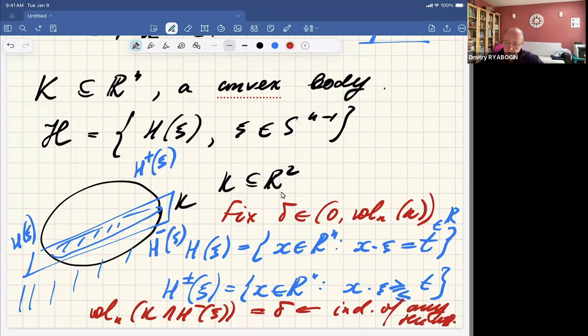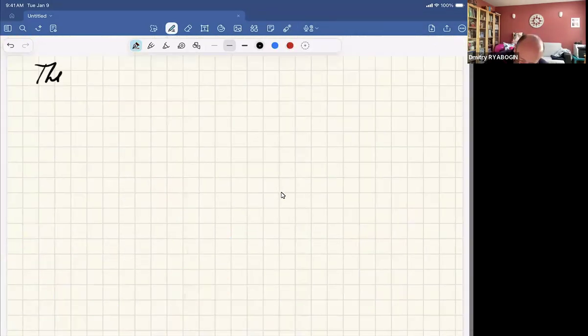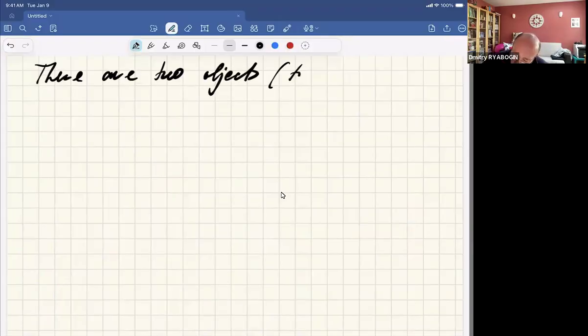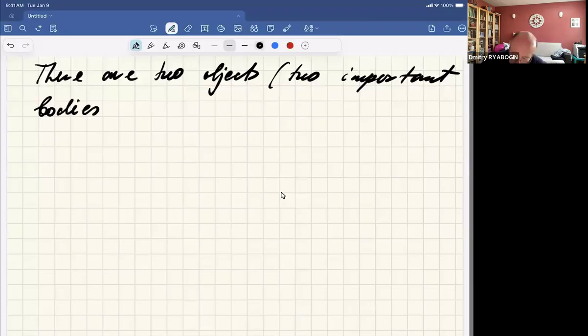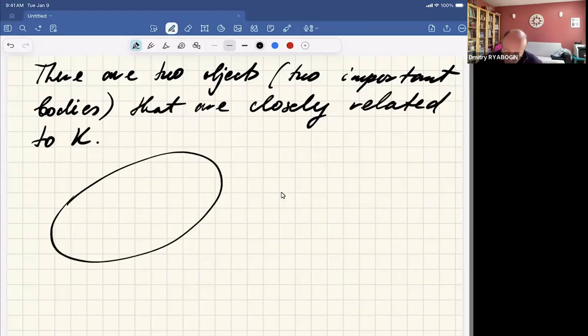Okay, very good. So now we are going to ask questions. It turns out that there are two surfaces that are closely related to our case. There are two important bodies that are closely related to K. Okay, so the first one I will draw now in R2, but you can draw them in any dimension.